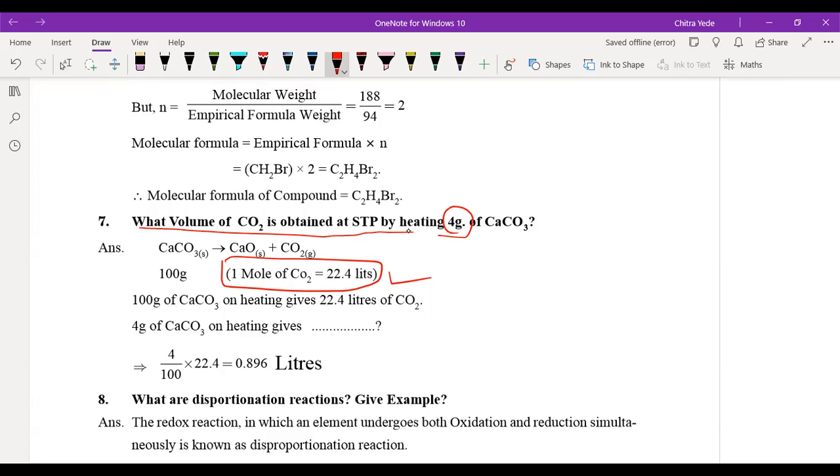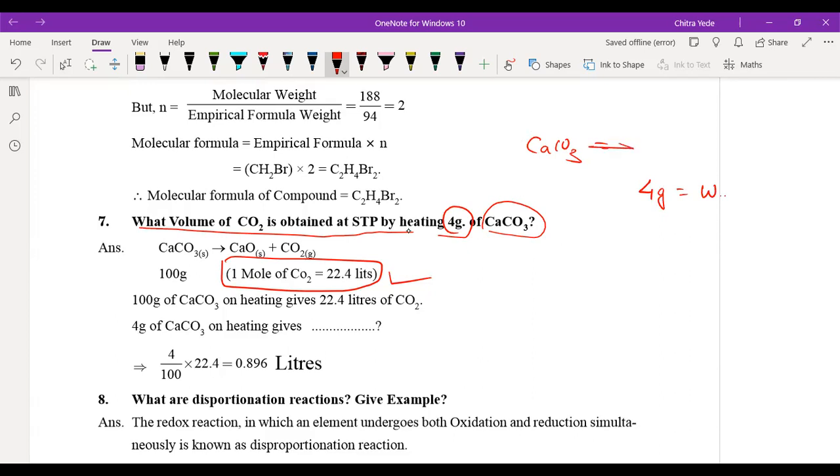So here we have 4 gram of CaCO3. I am writing here 4 gram of CaCO3. That will be the mass. Now we have to calculate the molar mass here.